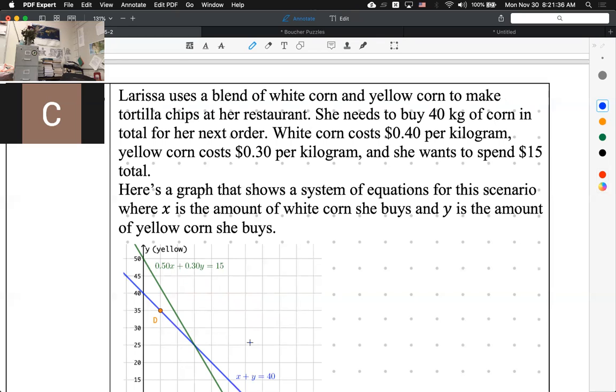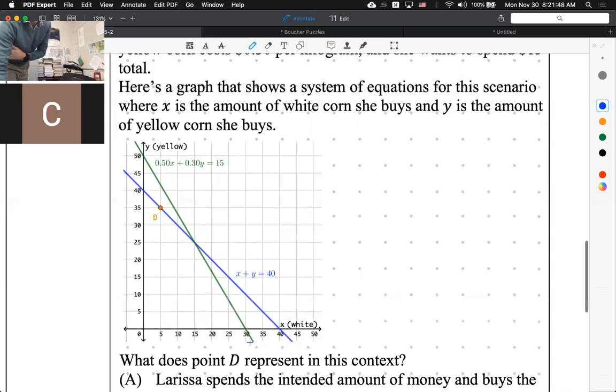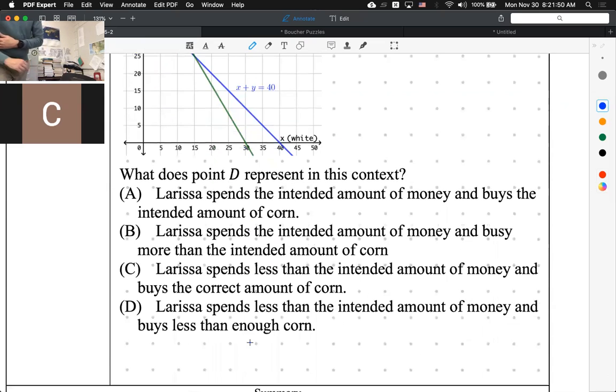What does it mean to be on the line again? I talked about it 11 days ago on Thursday. What does it mean to be on a line? To help you with that, let's look at our answers. So what could D represent? This means that Larissa spends the intended amount of money and buys the intended amount of corn. That means you hit both conditions.